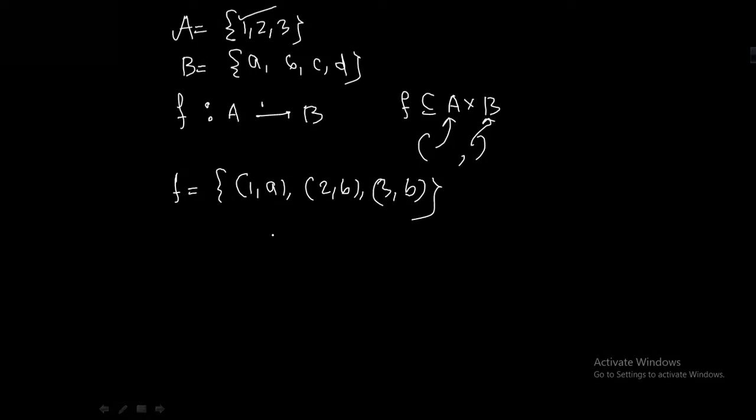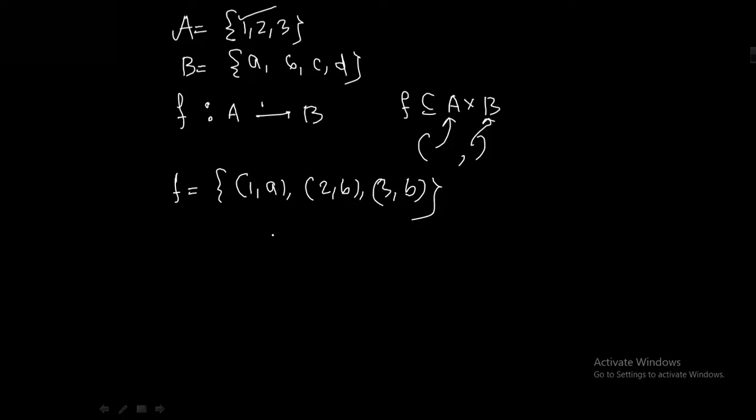This is the function because we are getting images of all three elements 1, 2, 3, and no element is associated with more than one element. So 1 is associated to a, 2 is associated to b, 3 is also associated to b.